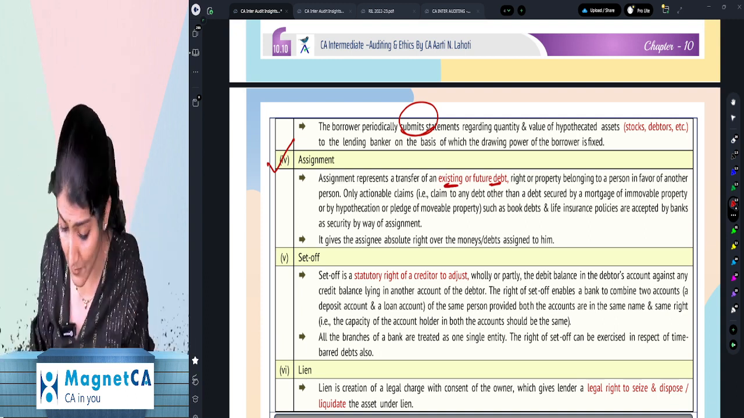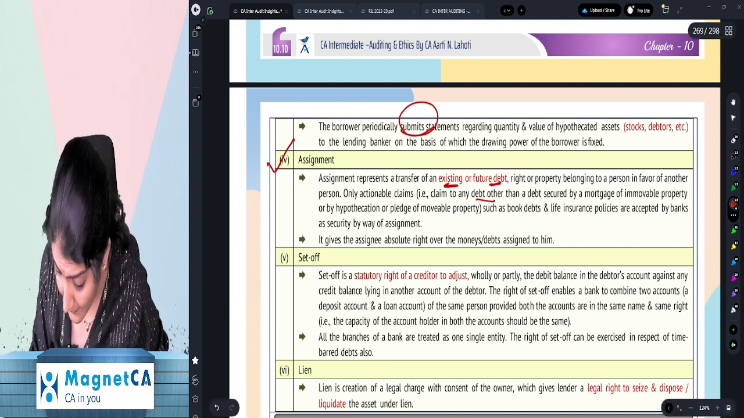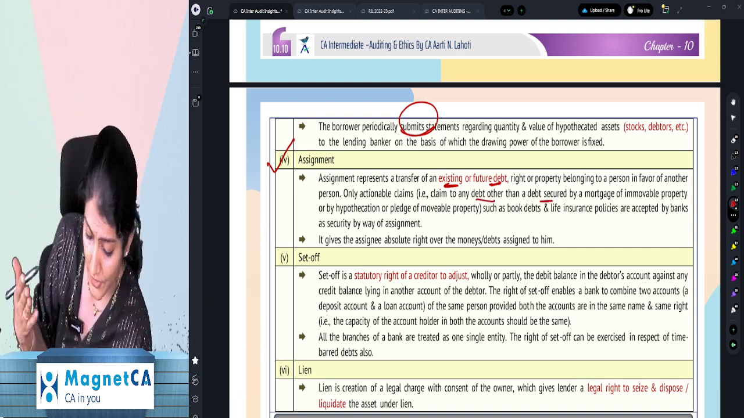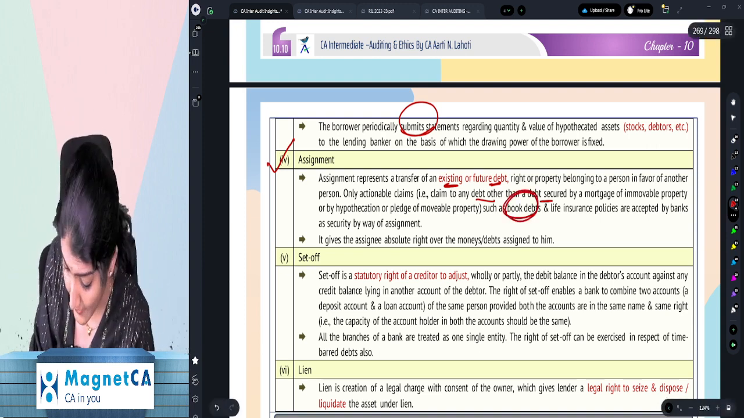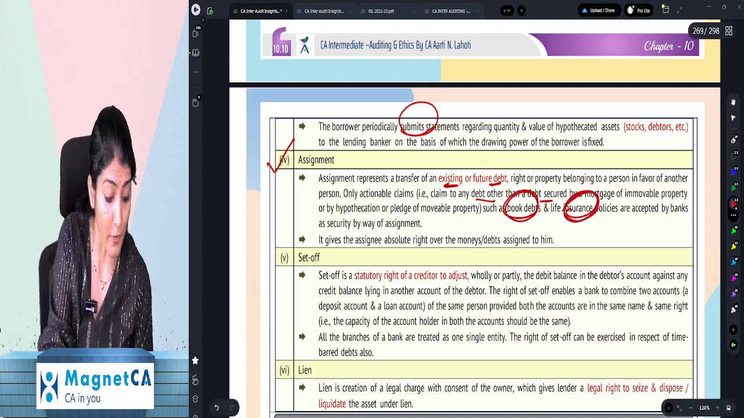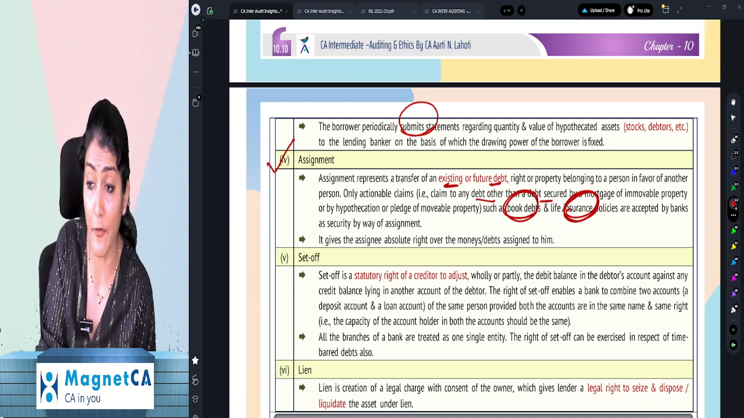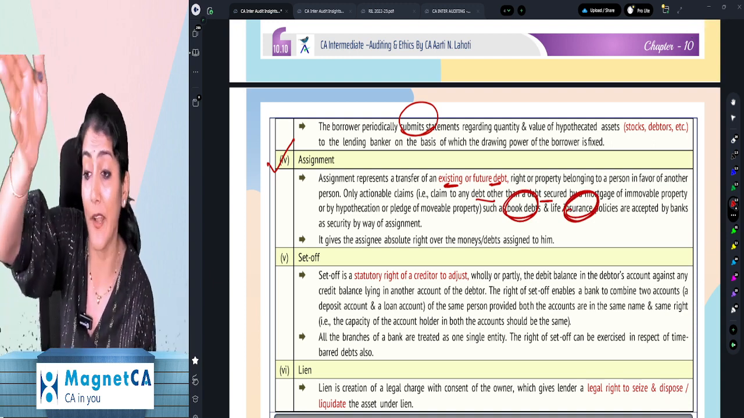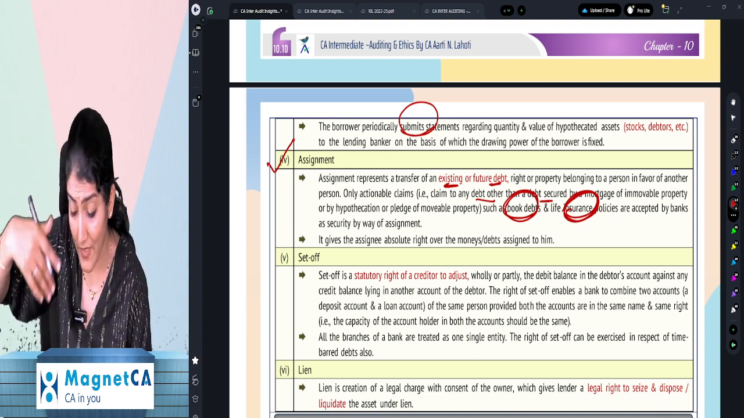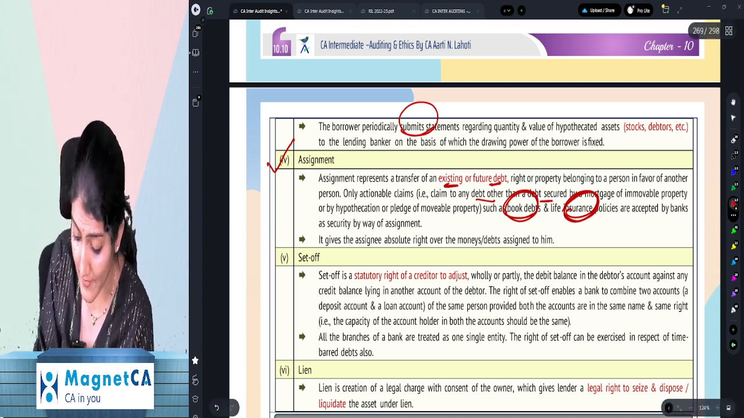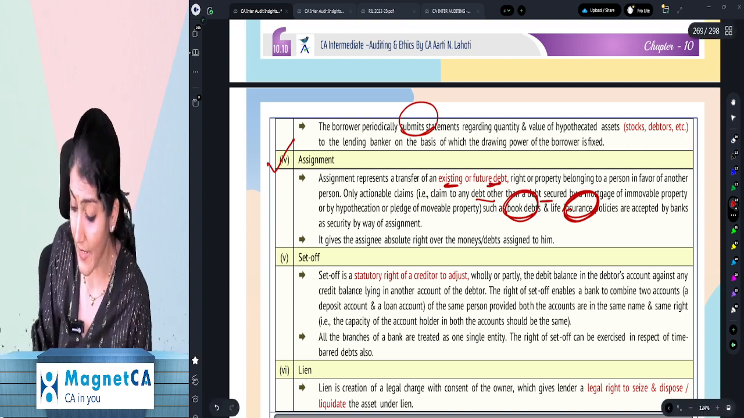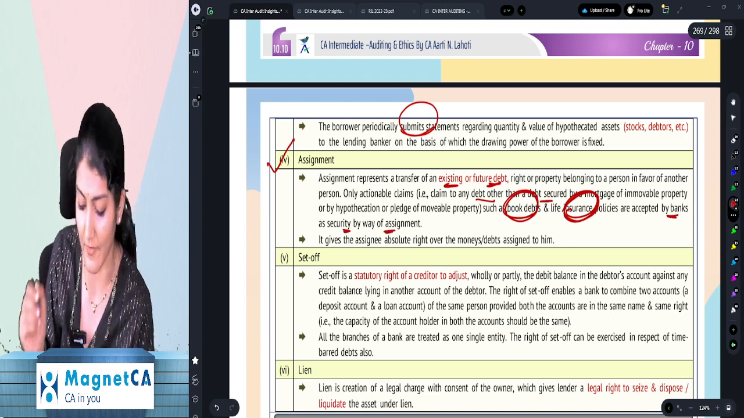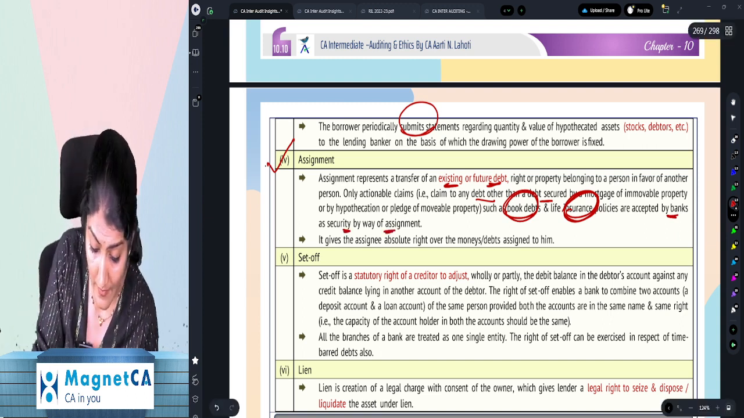It's only an actionable claim to any debt other than debt secured by mortgage of movable property or the hypothecation or pledge, such as book debts and a life insurance policy. After 2 months, this life insurance policy of mine is going to mature. When I receive the money, it will be yours in case I don't repay the loan. So you've given it as a security to the bank. Your existing or future debts are accepted by banks as security by way of the assignment. So that is assignment.